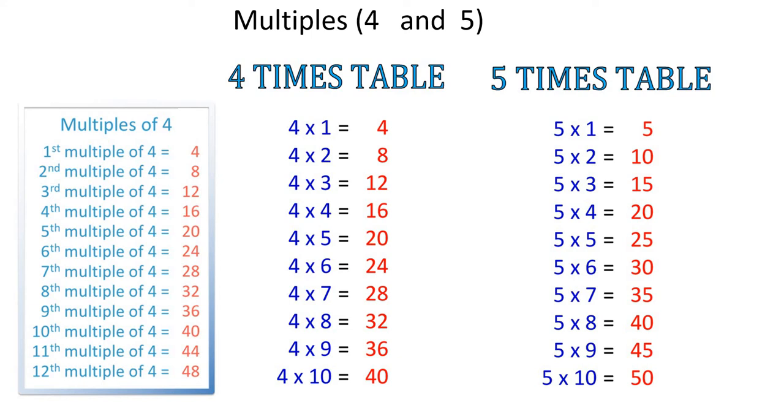Okay, I want to ask you a question. What is the 6th multiple of 5? Excellent, it's 30. What is the 3rd multiple of 5? Excellent. It's 15. What is the 8th multiple of 5? It's 40. What is the 9th multiple of 5? Excellent. It's 45. Bravo.